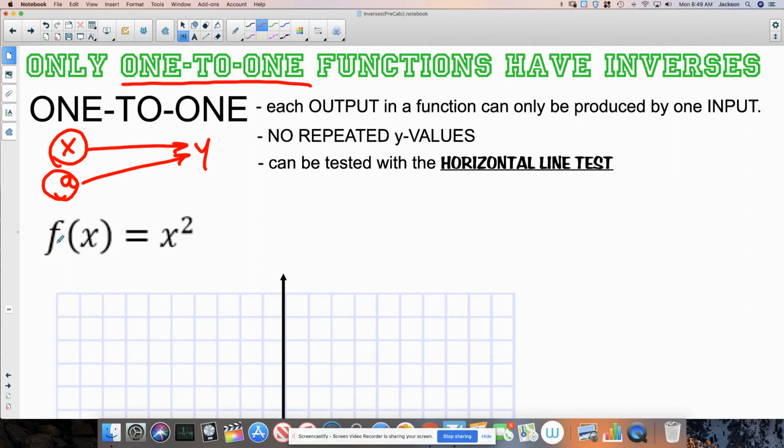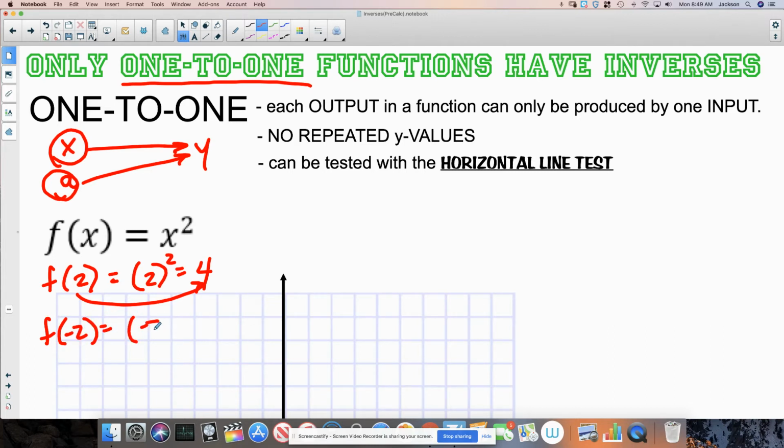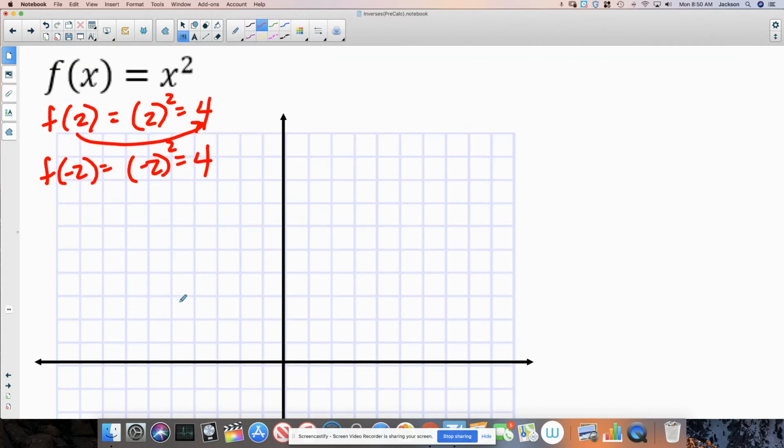If for function f we square the input, what do we get if we plug in a 2? If we plug in a 2 and square it, we get a 4. 2 is the input, 4 is the output. If we plug in a negative 2, we get negative 2 squared, which is positive 4. Now we know that this x squared is a function, because it passes the vertical line test.